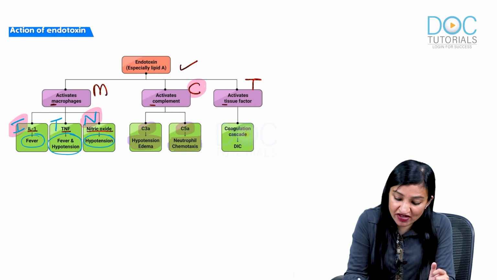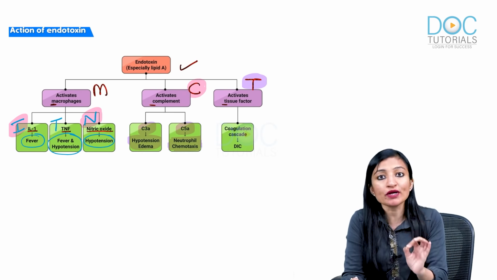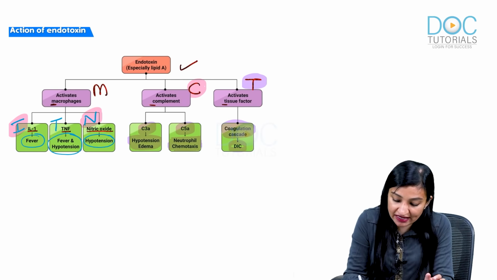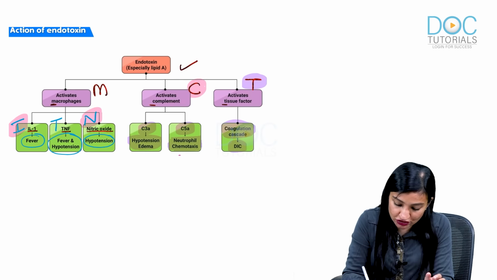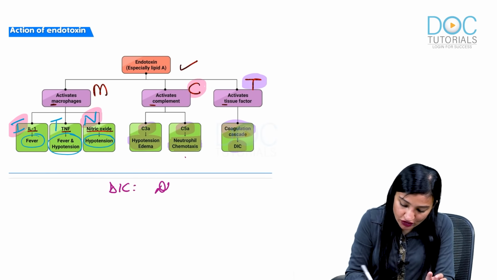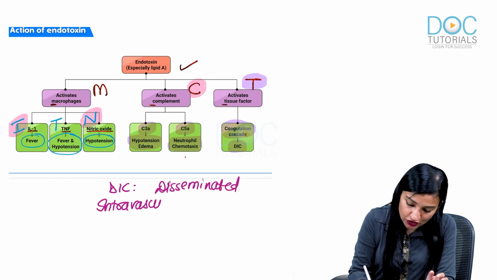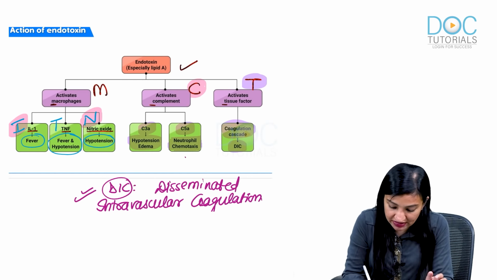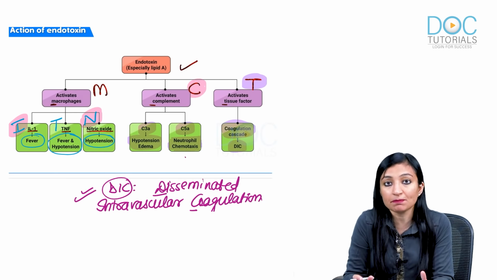And then lastly we have got T stands for tissue factor. The lipid A part of endotoxin is also going to activate tissue factor, which in turn will activate the coagulation cascade, and the patient will land up in DIC, that is disseminated intravascular coagulation. DIC stands for disseminated intravascular coagulation. This is a very important entity which will be taught to you very nicely and in detail in pathology. So remember DIC.